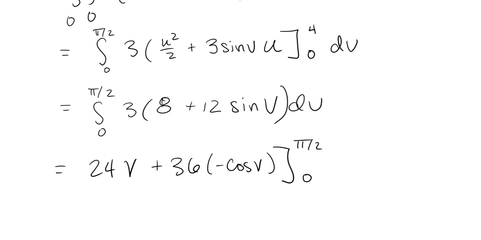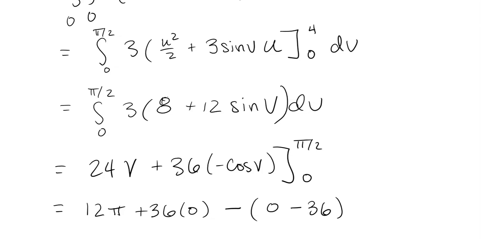to pi over 2. So plugging in pi over 2, 24 times pi over 2 is going to be 12 pi, and then we're going to have plus 36 times negative cosine of pi over 2, but cosine of pi over 2 is 0. And then we'll get minus 24 times 0 is 0, and then we'll get negative 36 times cosine v, which is 1, so minus 36 times 1. So all in all, this is a 0, and there's another 0. We end up with 12 pi plus 36.